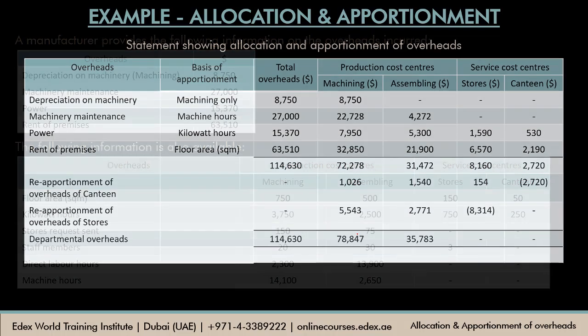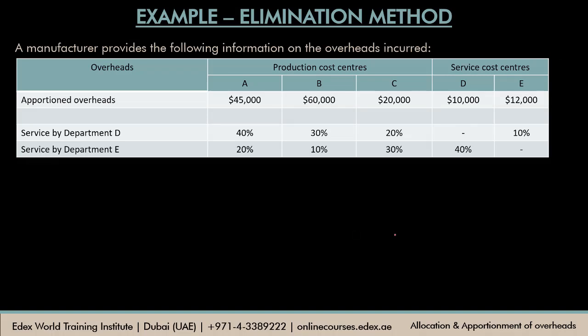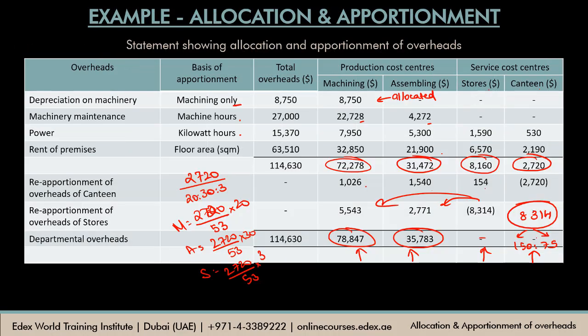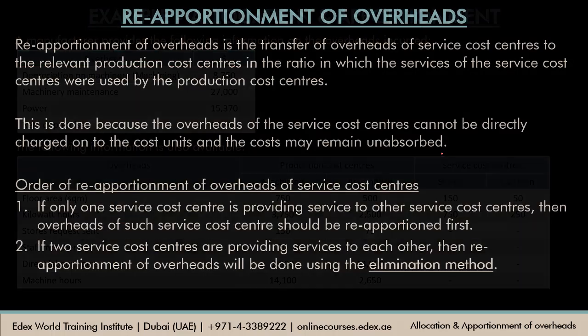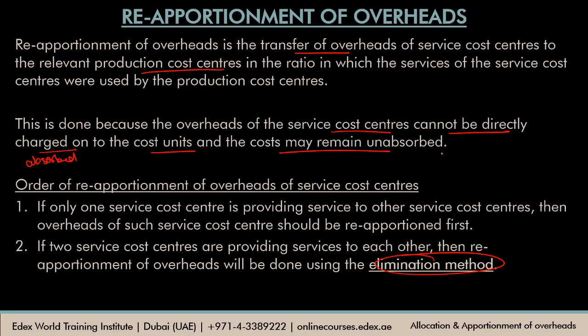But there may be a situation where these service cost centers are giving services to each other. Here, service cost center D is providing services to E and service cost center E is providing services to D. So these are called reciprocal services where multiple service cost centers are providing services to each other. In this case, we have to use the elimination method of reapportionment of overheads.